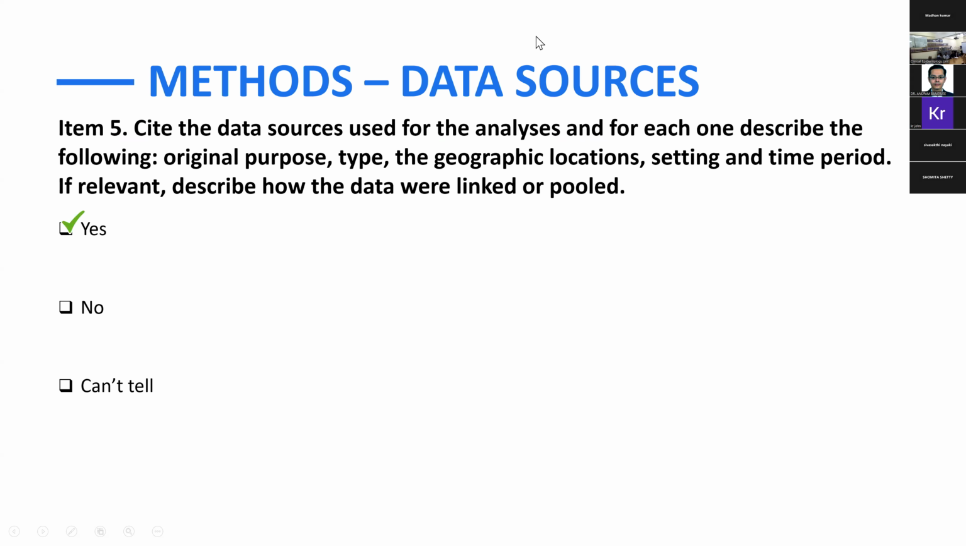Now we are coming to the methods part of it. So what are the data sources? Cite the data sources used for analysis, and for each one describe the original purpose, type, geographic location, setting, and time period. If relevant, describe how the data were linked or pooled. So they have done that.